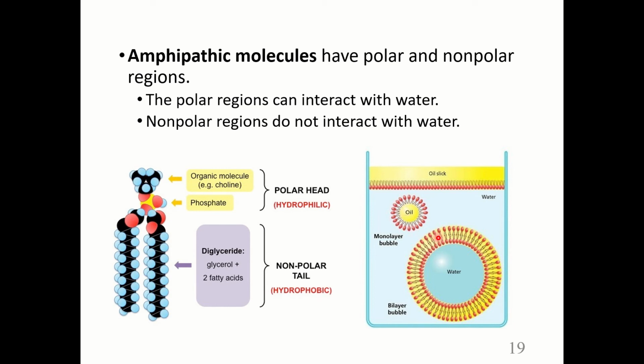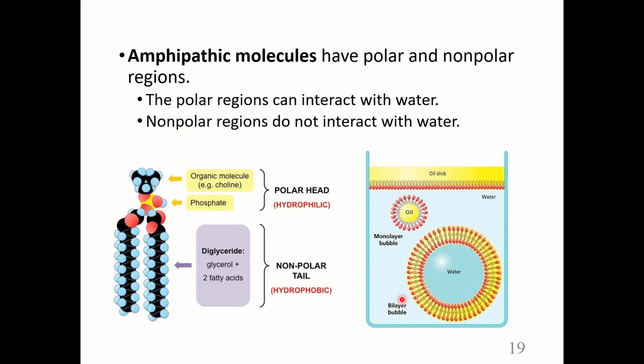Now let's look at a more complex arrangement of phospholipids. This is what the basic structure of all cell membranes is composed of. This is called the bilayer because it has two layers.